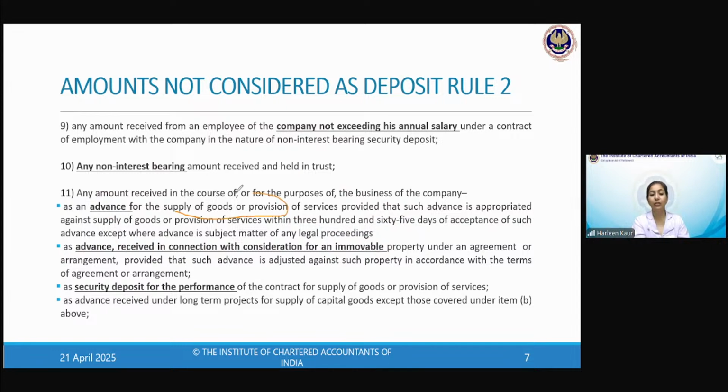So number one, for the supply of goods and services, any advance received in the ordinary course of business, the condition is supply the goods in 365 days, then it is not a deposit. If not 365 days, only in case of legal proceedings. Clear? Second is for the immovable property, if any advance has been received. Third is for performance of the contract. Fourth is any long-term projects for supplying the capital goods. Then also it is not considered as deposit.